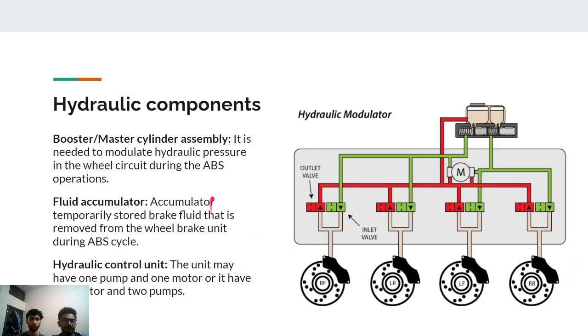After that, a booster and master cylinder assembly needs to modulate hydraulic pressure in the wheel circuit during the ABS operations. Fluid accumulator temporarily stores brake fluid that is removed from the wheel brake unit during the ABS cycle. And the last one is the hydraulic control unit. The unit may have one pump and one motor, or it may have one motor and two pumps.